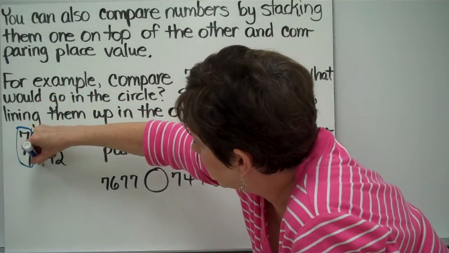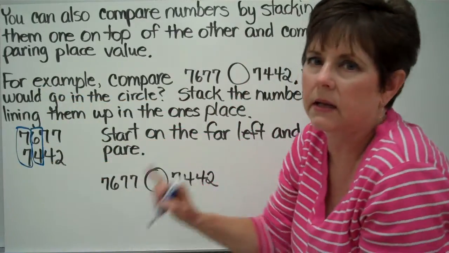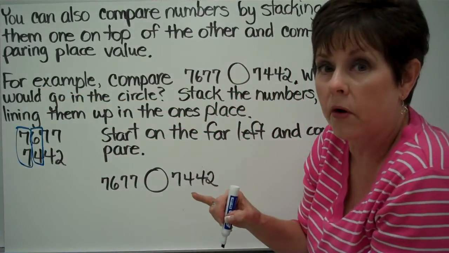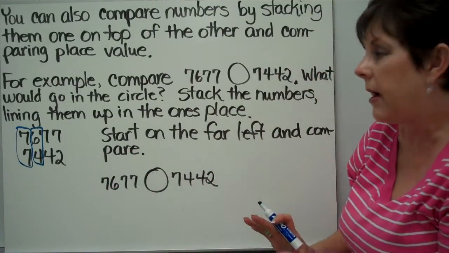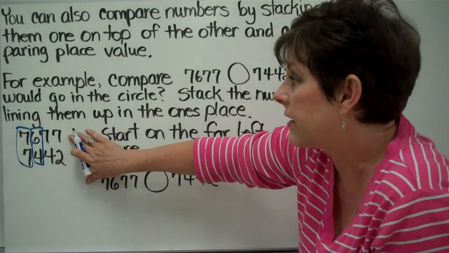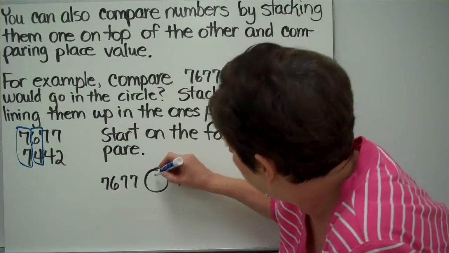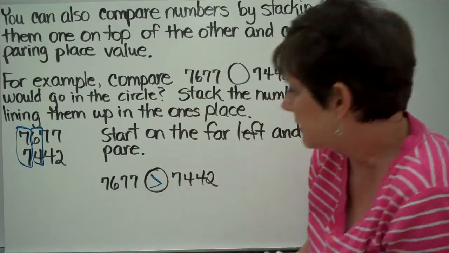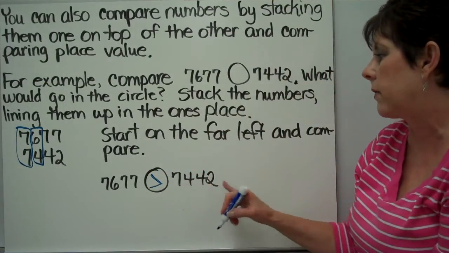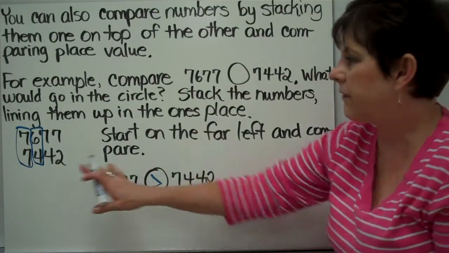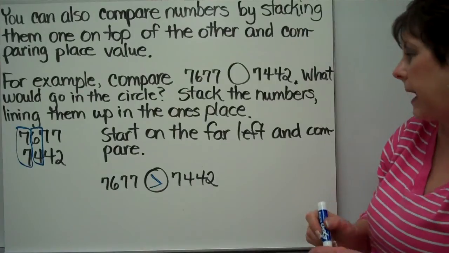I see a 6 and I see a 4. Well, I automatically know that 6 is larger than 4, so I don't even have to go any further. I can stop right there, and I can say, well, I know 6 is more than 4, so this number must be bigger. So 7,677 is greater than 7,442. I don't have to even go on any further. I can stop there. I already know. I already have my answer.